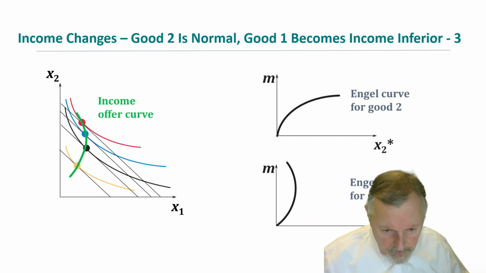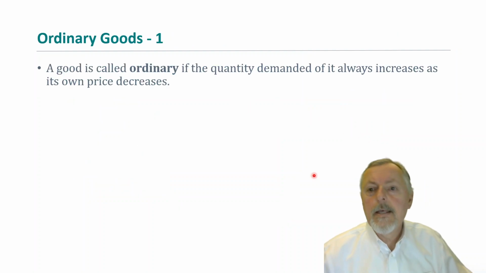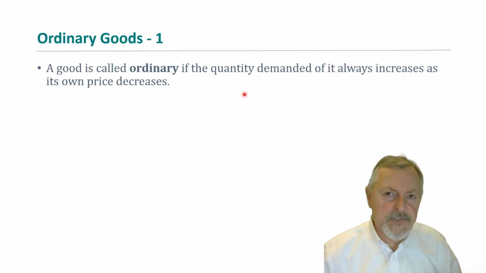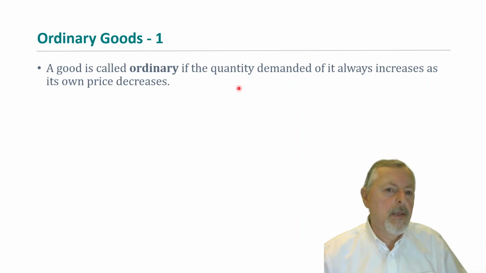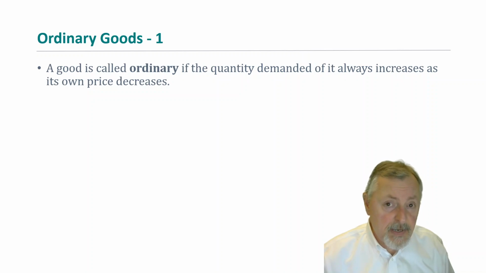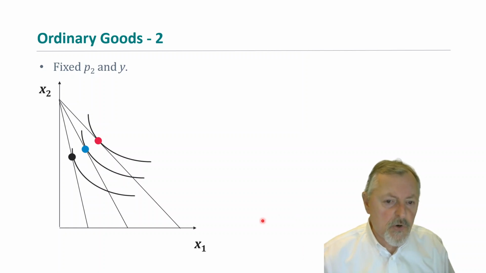Let's see here. An ordinary good. This is the first law of demand. If its price goes down, all else held constant, you buy more of it. Well, there is an exception to that rule, something that violates the law of demand: Giffen goods.